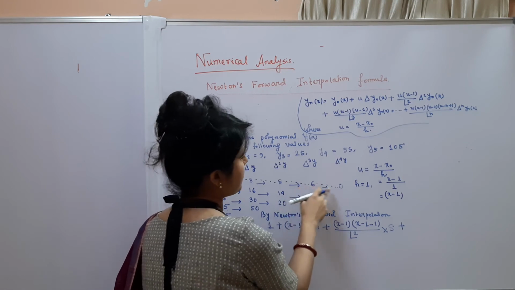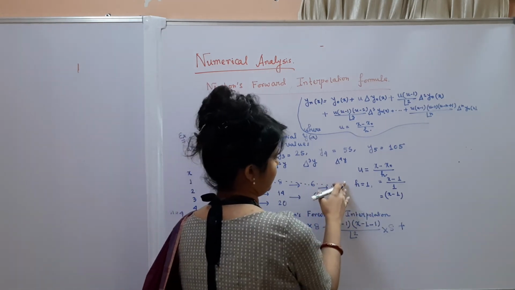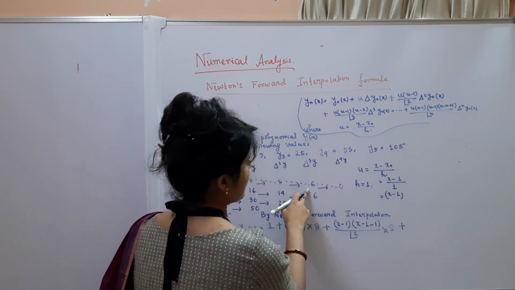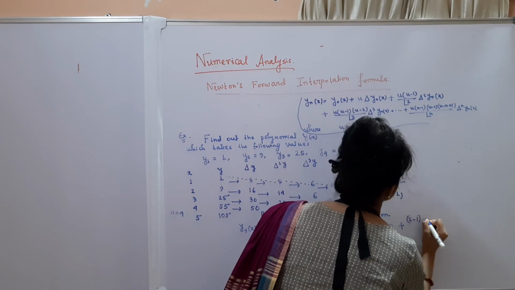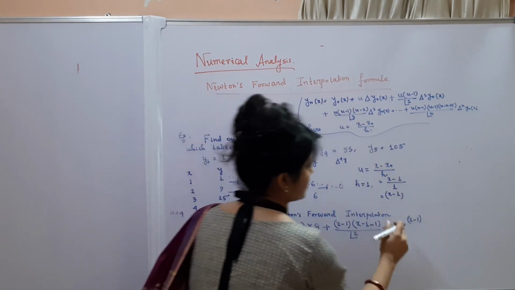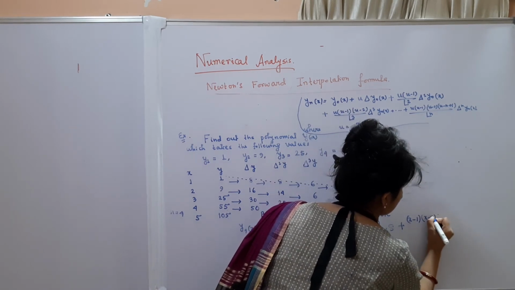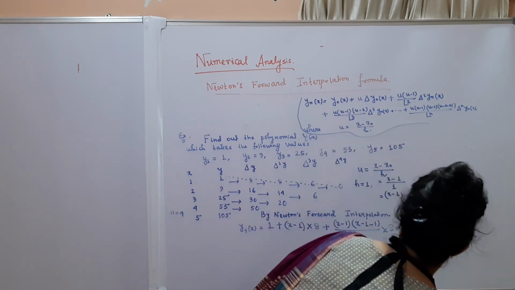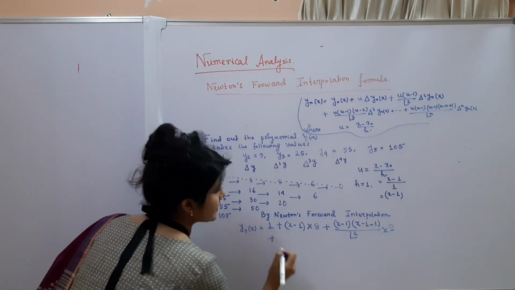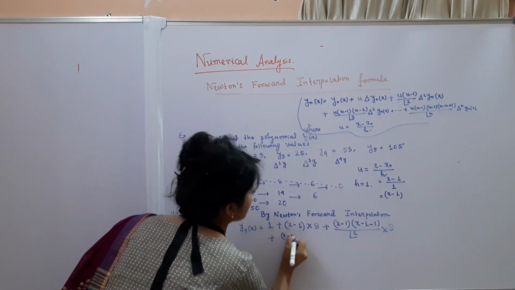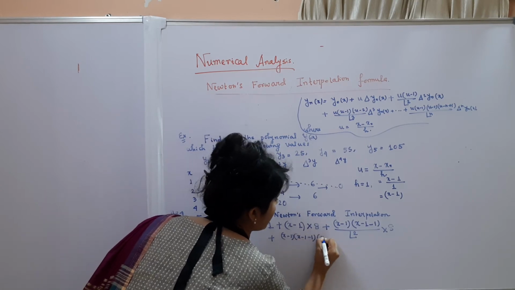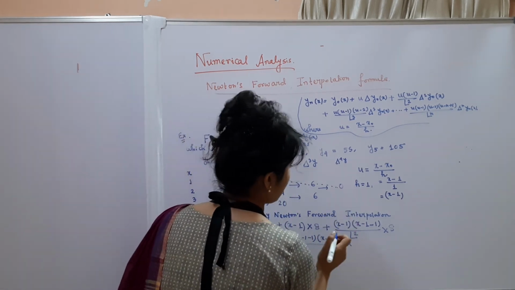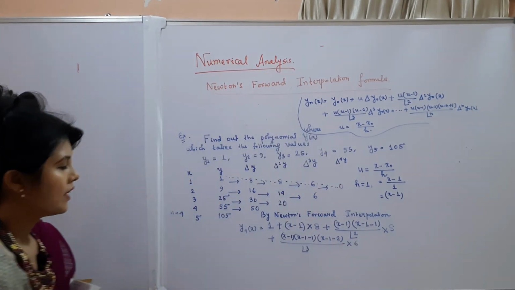you can move up to delta cube y, because delta to the power 4 y is 0, so it is not necessary to include it, and there are no other terms beyond delta to the power 4 y. So for delta cube y0, we need u into u minus 1 into u minus 2 by factorial 3, that is x minus 1, x minus 1 minus 1, x minus 1 minus 2 by factorial 3 into delta cube y0. Delta cube is 6. Okay, so you have got all the values.